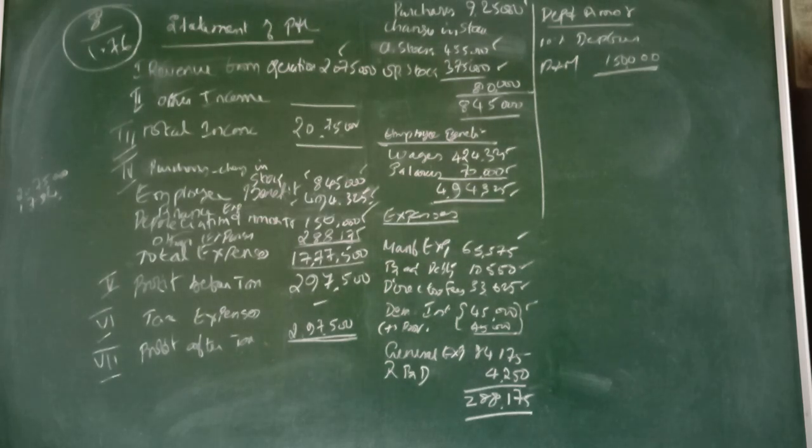We have to take the cost of purchase, cost of sales: opening stock plus purchases minus closing stock. Whereas in the format it is given as changes in stock, that is closing minus opening, and that amount should be deducted from purchases. In that way both are the same. Here the purchases is 9,25,000, closing stock is 455, opening stock is 375. So closing minus opening, the change in stock is 80,000, and that should be deducted from the purchases.